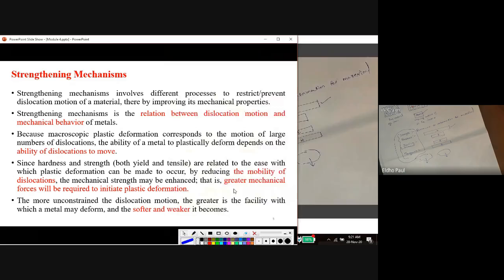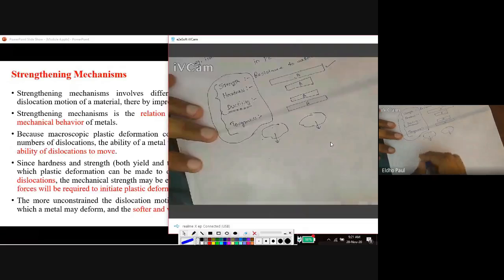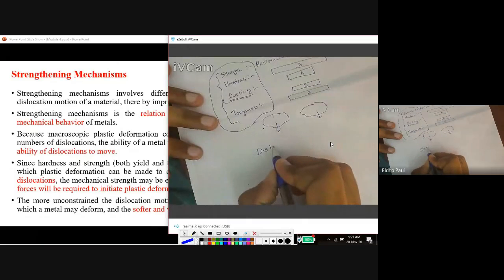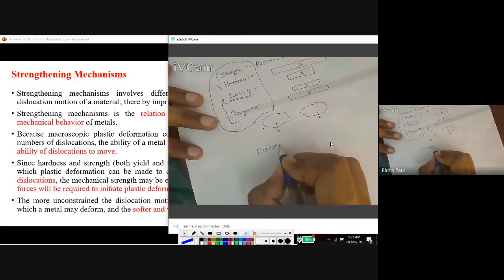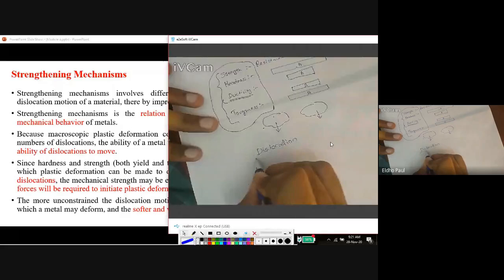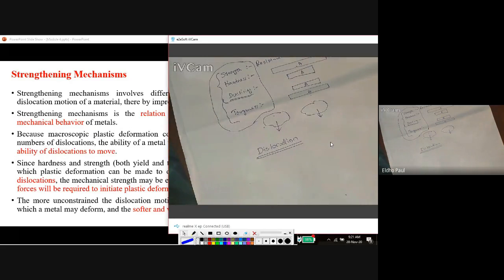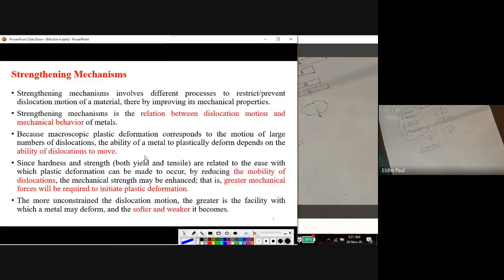Okay, so basically the strength of the material is purely based on one factor, that is dislocation. We already studied dislocation. The strength of the material is purely dependent upon the one factor called dislocation. We already studied what is dislocation. So the strengthening mechanism is the relationship between dislocation motion and the mechanical behavior of metals.